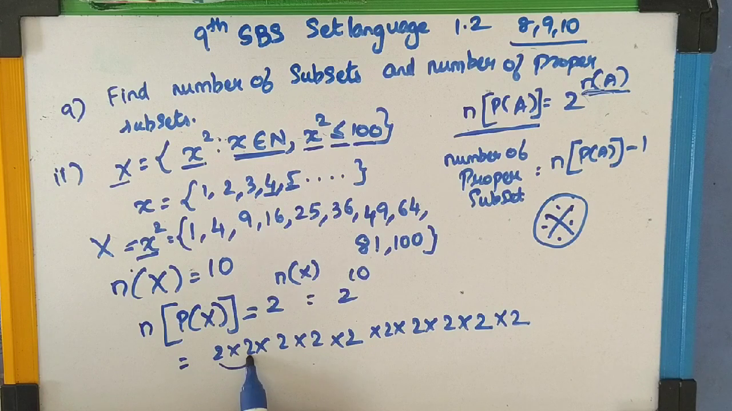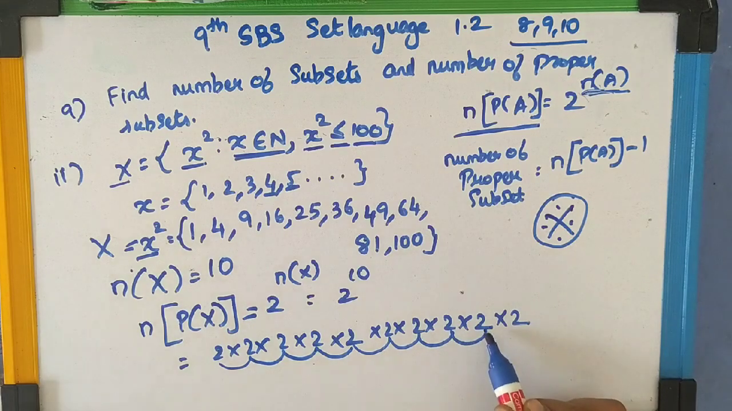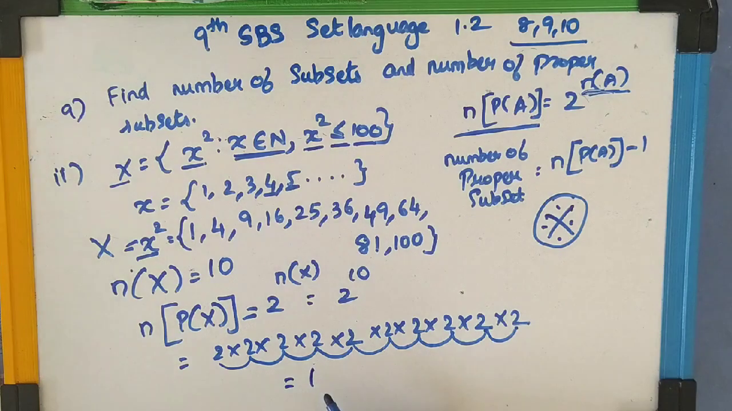That is equal to 1024. If we multiply 2 10 times, we get 1024. And that 1024 is the number of subsets for the set X. Okay. Can you get me? So the number of subsets for X is 1024.